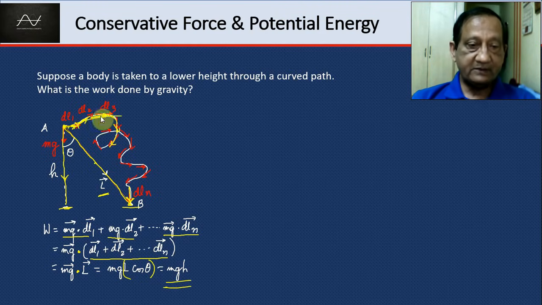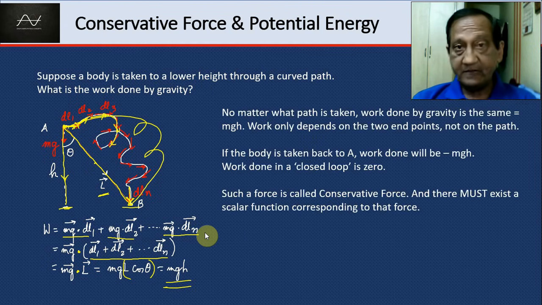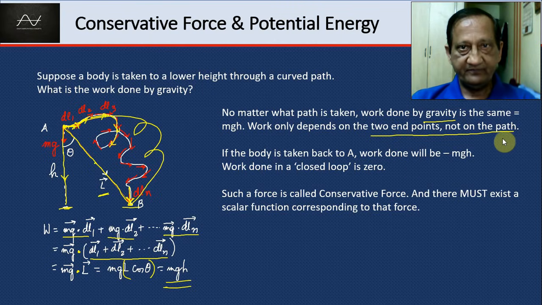If I took some other path, there wouldn't have been any difference. No matter what path is taken, the work done by gravity is the same. It depends only on the two endpoints, not on the path. And such forces are called conservative forces. Why they are called conservative also has a lot of meaning.